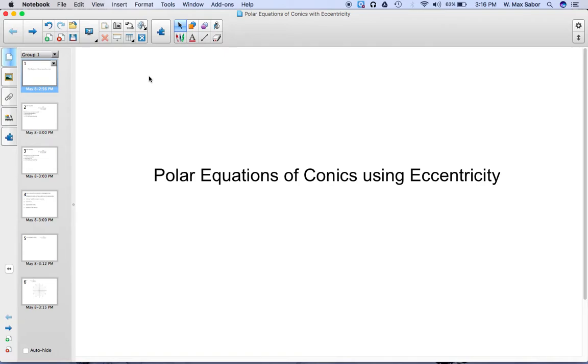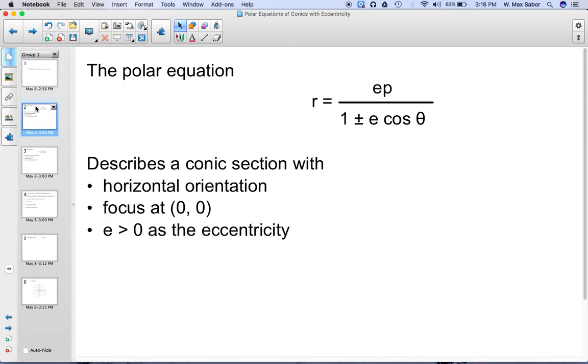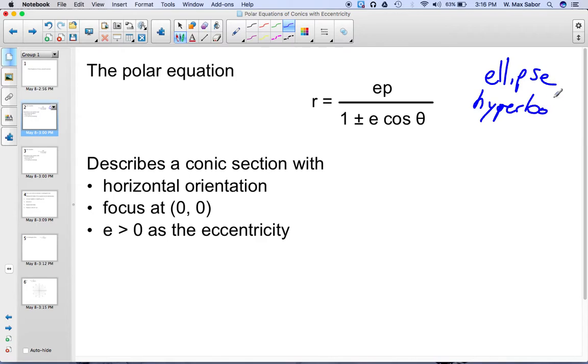How do we deal with polar equations of conics using eccentricity? Well, what does it mean to have a polar equation with eccentricity? Well, here is a polar equation of conic sections, and we can describe a number of different conic sections with this. We could describe an ellipse. We could describe a hyperbola. We could even describe a parabola.